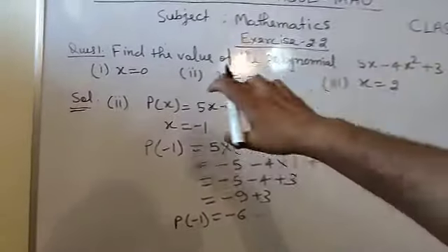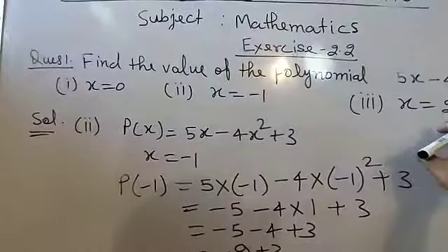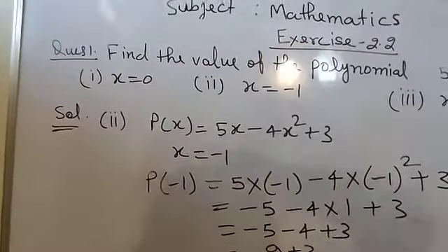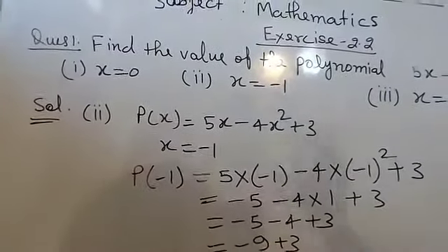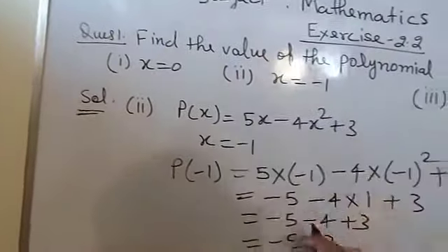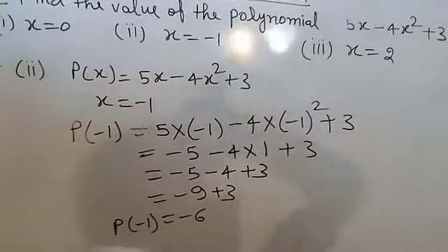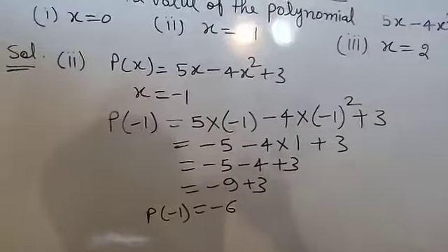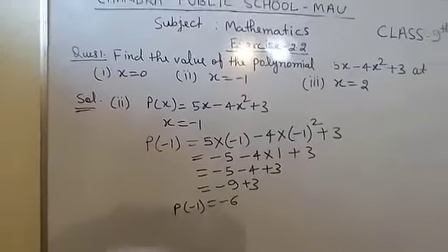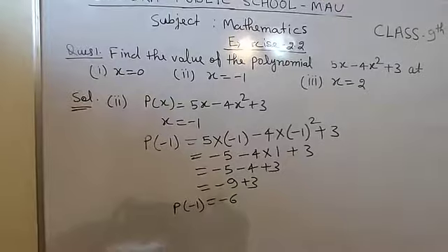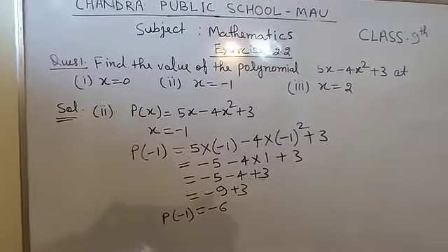In the same way you need to find it at x equal to 0 and x equal to 2. In the polynomial, x will be replaced by 0 in the first one, and calculate that, and x will be replaced by 2 in the third case. So replace x by 2 and after that you will get the answers of the first and third also. So solve the first and third by yourself.